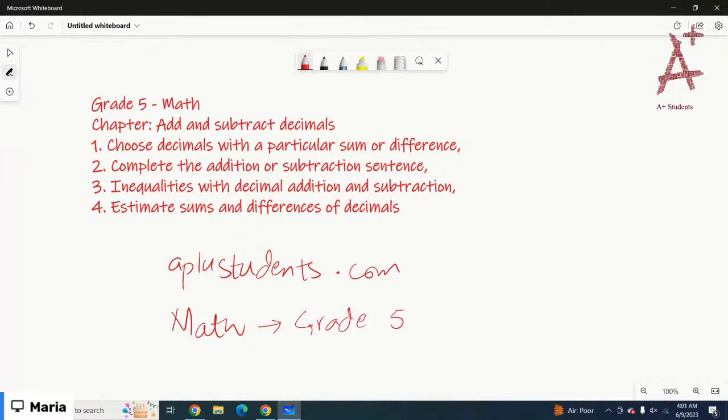We're going to start with the chapter add and subtract decimals. The lessons we're going to cover today are choose decimals with a particular sum or difference, complete the addition or subtraction sentences, inequalities with decimal addition and subtraction, and estimate sums and differences of decimals. So let's just start with the first lesson.